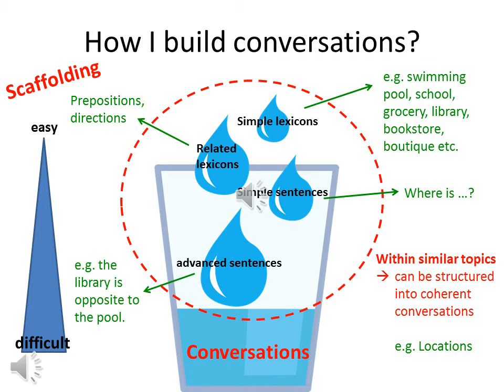For example, when I'm teaching about location, I will first teach some simple lexicons, such as swimming pool, school, bookstore, etc. Then I'll teach a simple sentence structure like "where is" in Chinese. In this way, students can apply those simple lexicons they've learned in a practical and meaningful conversation.